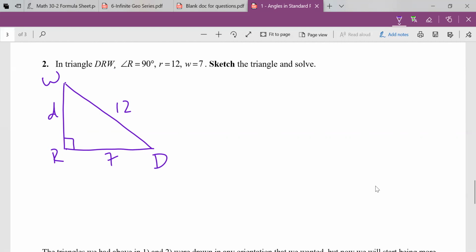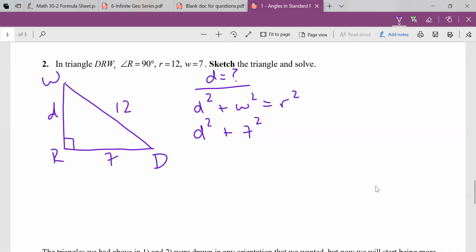Okay, let's solve. Again, we could solve in all sorts of ways, doesn't matter. I'm going to find side d first. So again, that's Pythagorean, right? So it's going to be d squared plus w squared is equal to r squared. Always show your formula.